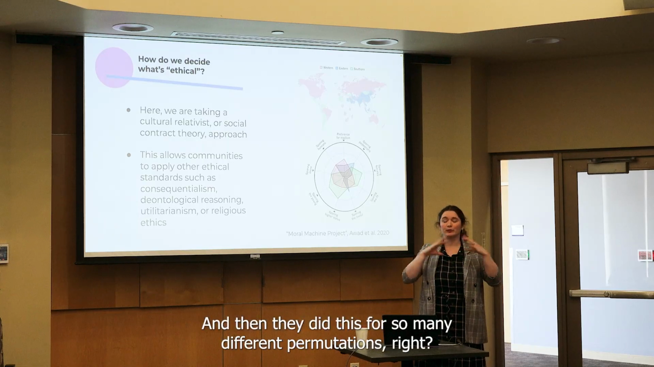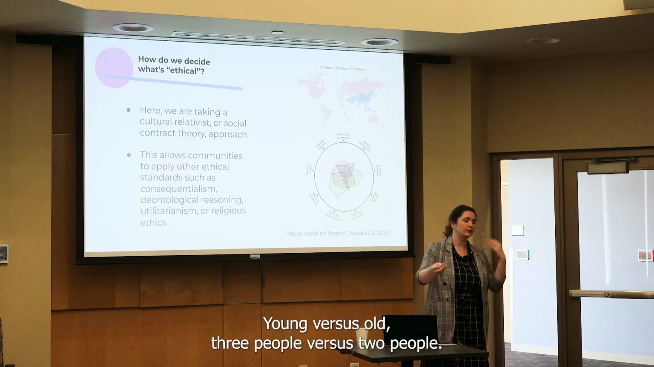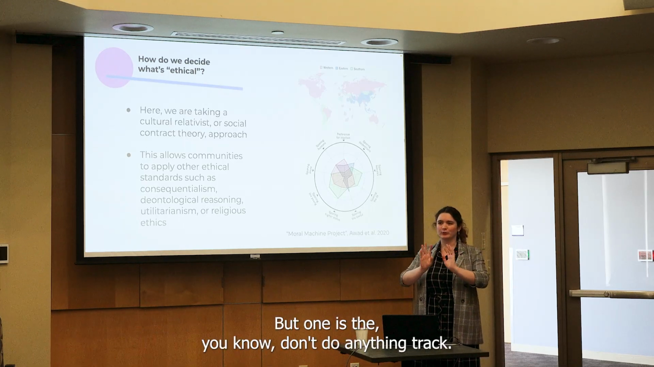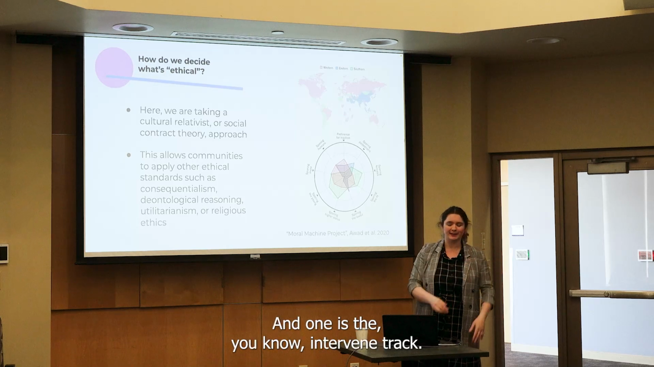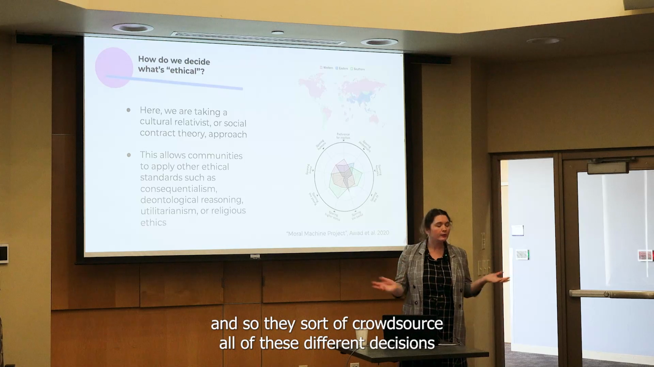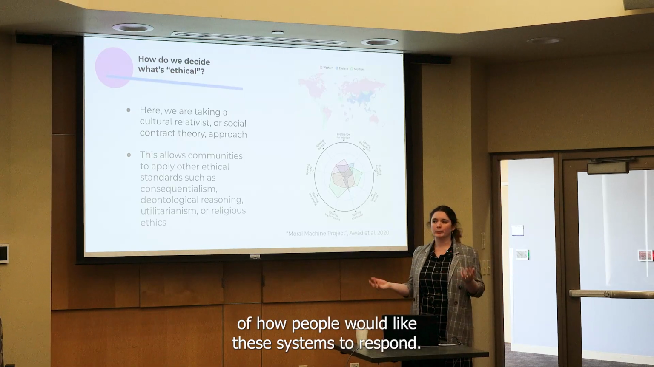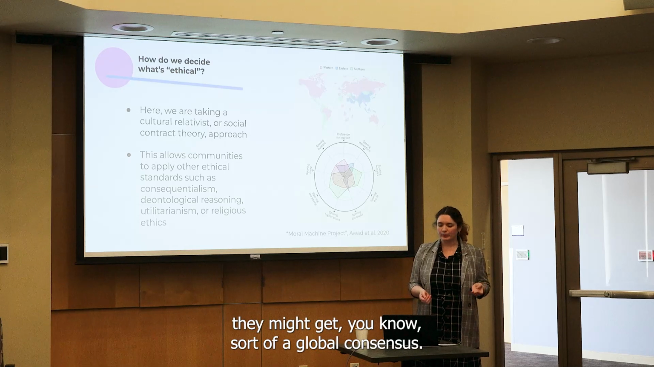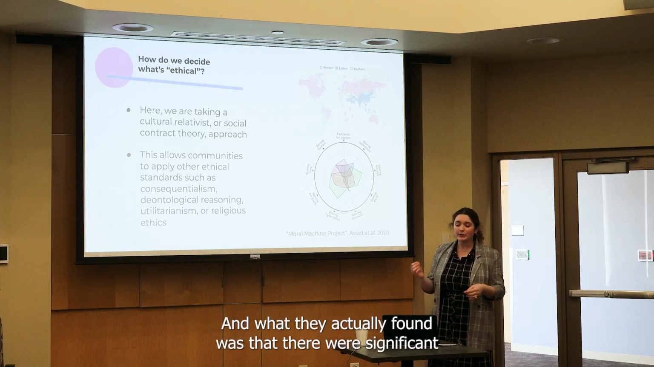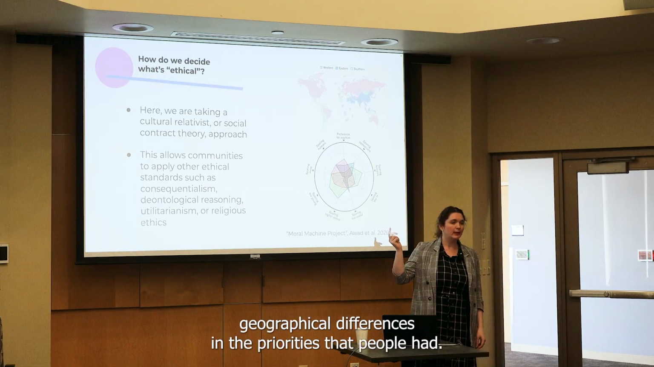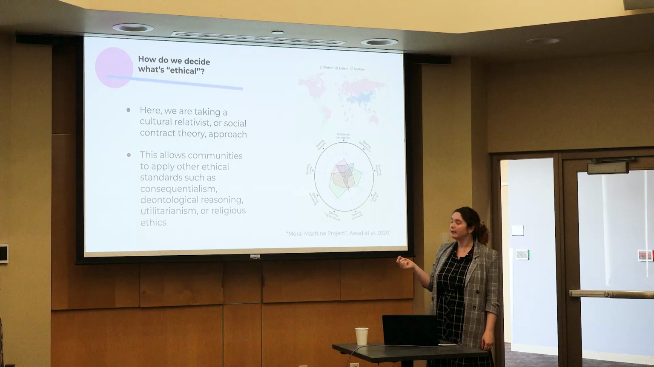And then they did this for so many different permutations, right? Young versus old, 3 people versus 2 people, but one is the don't-do-anything track, and one is the intervene track. They crowdsourced all of these different decisions of how people would like these systems to respond, and they thought that they might get a global consensus. What they actually found was that there were significant geographical differences in the priorities that people had.